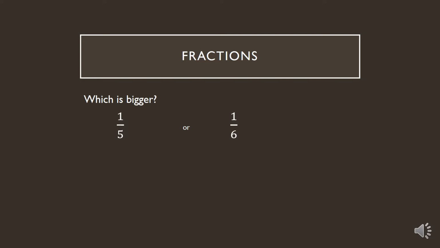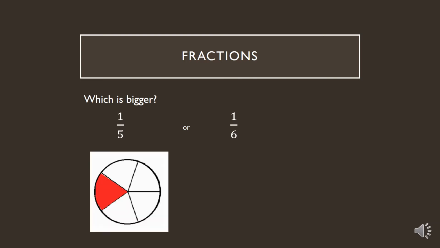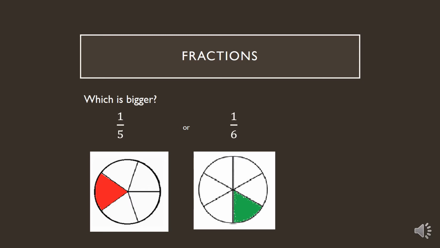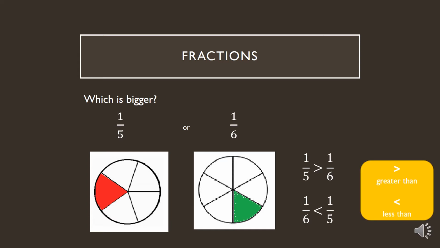So which is bigger, 1/5 or 1/6? That's a diagram of 1/5, and this is 1/6. So it looks to me like 1/5 is greater than 1/6, and it is. If you consider perhaps a pizza, if you cut it into 6 slices instead of 5, well then each slice will be smaller. So the more divisions you make, the bigger the number under the line, the smaller your slice will be. And 1/6 is less than 1/5. So we've used the greater than sign and the less than sign there.